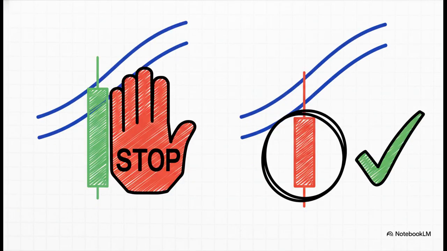So what's the solution? It's simple. You wait for confirmation. We don't trade just because price touches the band. We wait for the price to actually move back inside the bands. Even better, wait for a candle to close back inside the band. That's our signal. That tells us the stretch is officially over and a reversal is now much more likely.